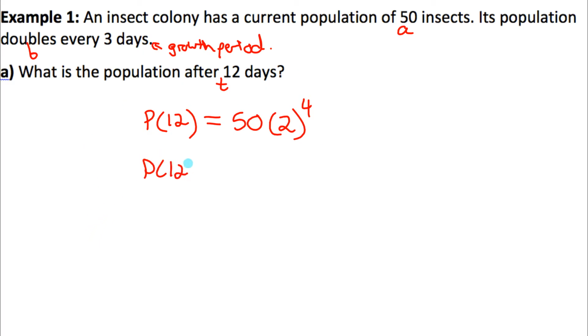And then we just evaluate this. P at 12 equals, so this 50 is doubling 4 times. Double once gets us to 100, double twice gets us to 200, double 3 times gets us to 400, double 4 times gets us to 800. So after 12 days, the insect population is going to be at 800.